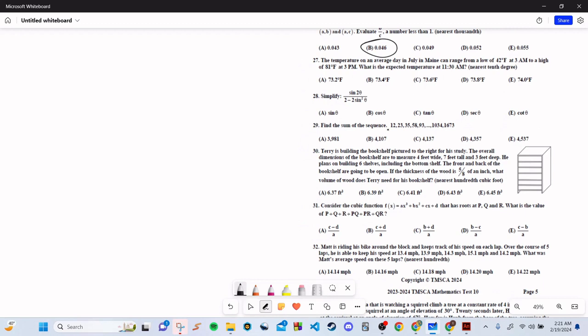Okay, so this question's a sinusoidal question. We have the temperature on an average day in July can vary from a low of 42 degrees at 3 a.m. to 81 degrees at 3 p.m. And we want to know the expected temperature at 11:30 a.m.